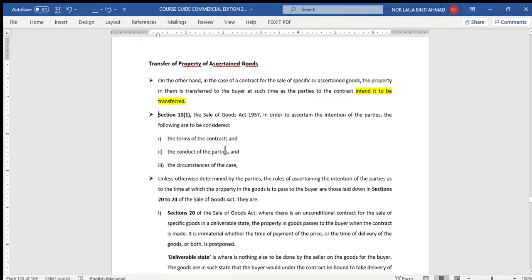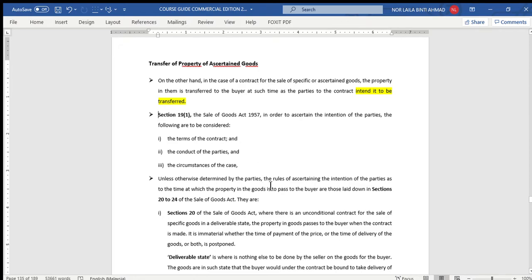We refer to the terms and conditions made between seller and buyer. Second, based on the conduct of the parties. Third, based on the circumstances of the case. But this is still unclear. We do not know what the conduct of the parties is, or what the circumstances of the case are.